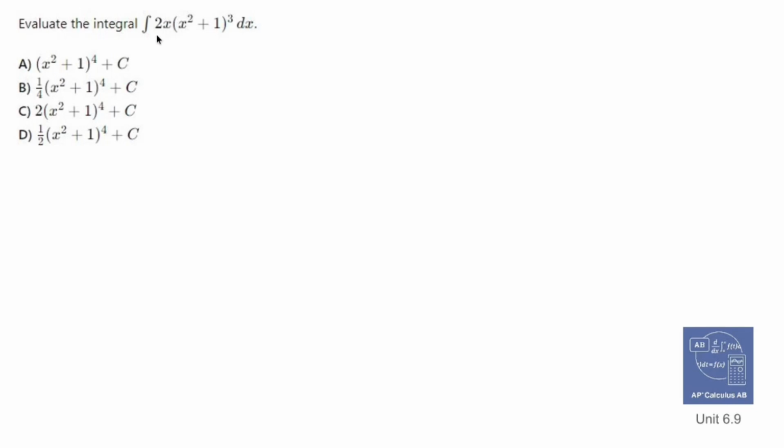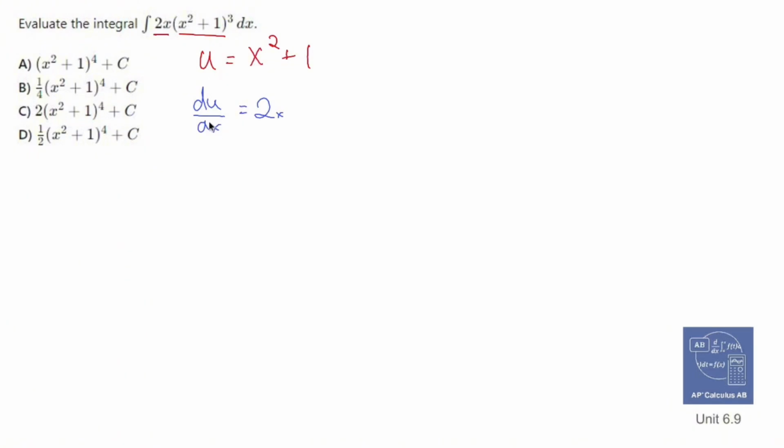You look at the two functions that you have, 2x and x squared plus 1, and you try to find something that looks like its derivative is floating around. It looks like x squared plus 1's derivative is floating around over here. So whatever looks like its derivative is floating around, you're going to call it u. So u is going to equal x squared plus 1. Take the derivative of that. du dx is going to be the derivative of x squared, which is 2x, plus 1, which is nothing.